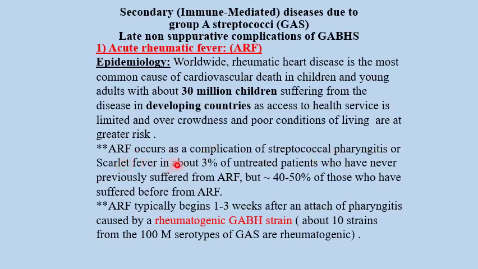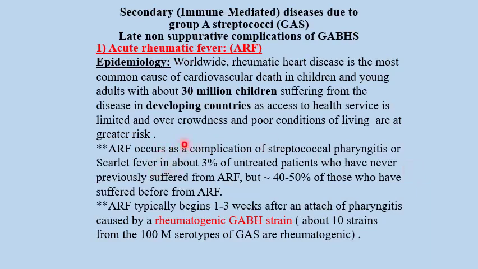It occurs in about 3% if the patient is untreated, especially the children, as I said, or the young adults. It occurs in 3% of the untreated patients who have never previously suffered from acute rheumatic fever. But the percentage increases to 40 to 50% in those who have suffered before from acute rheumatic fever. So from here we understand that whoever gets acute rheumatic fever has a high recurrence, from 40 to 50%, meaning he can have another attack of rheumatic fever.